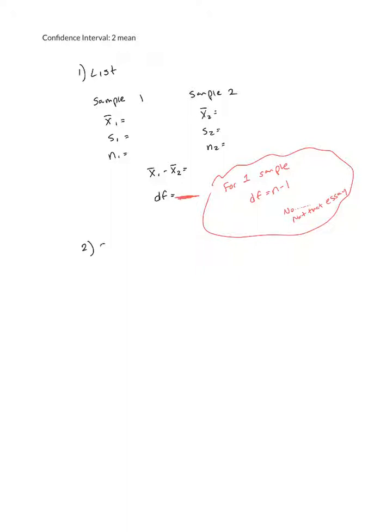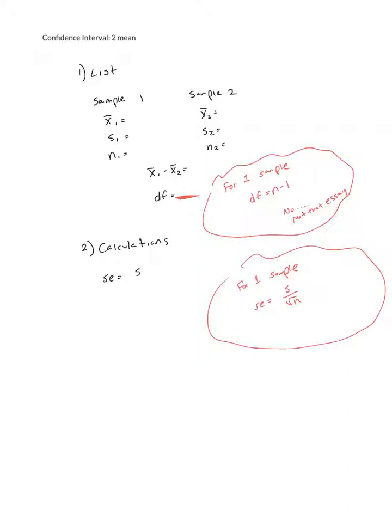Step 2 is always my calculations. And when I go to do my calculations, I need to go ahead and calculate the one thing that's missing, and that is SE. Remember that for one sample, SE was equal to S over root N, right? So the idea here is just like proportions. I want to be able to combine this for sample 1 and for sample 2. So I'm going to go ahead and write S1 over N1 plus S2 over N2. So I've taken this idea here and made it so I'm adding them together.